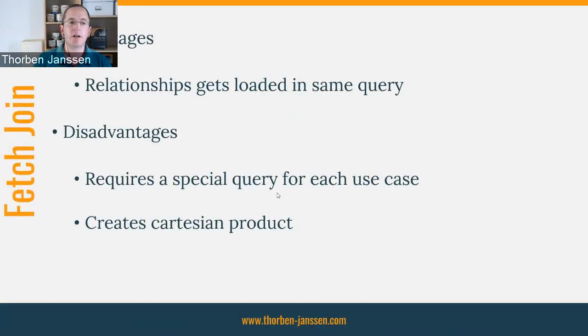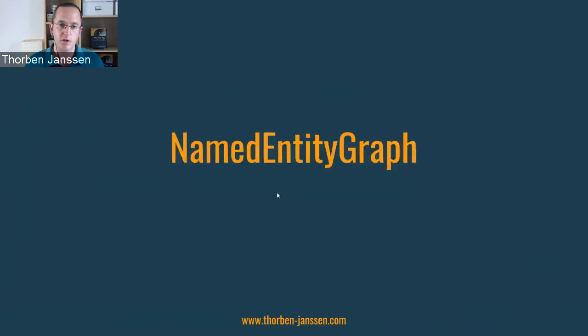So to sum it up, fetch joins enable you to fetch a relationship within a query. So in this case, you get the author together with all their books. The disadvantage is that the join fetch clause is part of your specific query. So that means if you have a complex query with different fetching behaviors, then you need a specific query for each of these use cases. And it creates a product in your result set, but that's just how relational table models work.